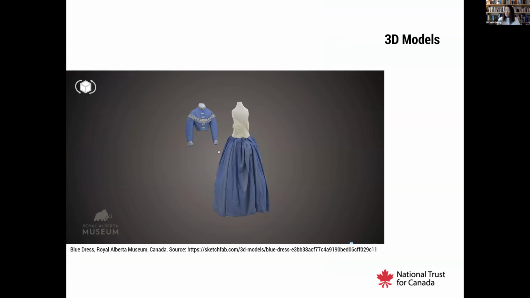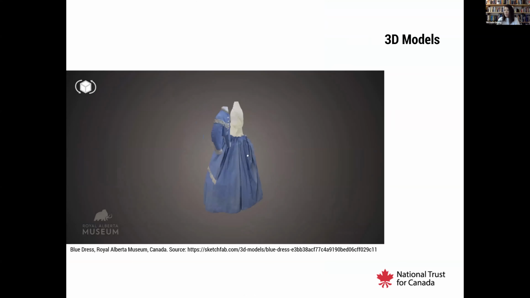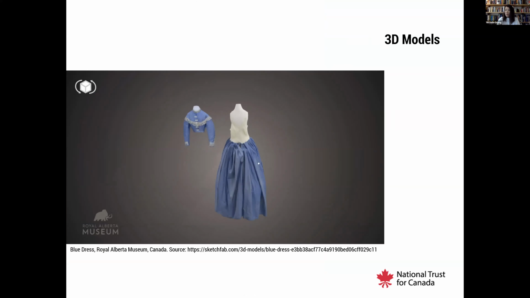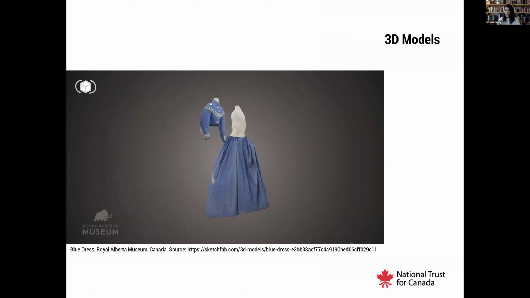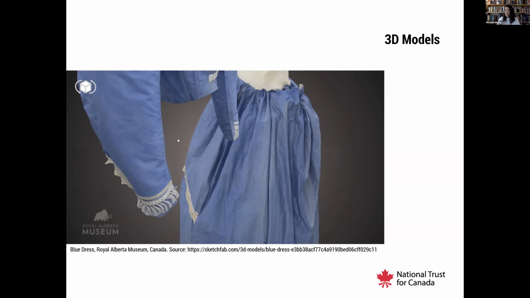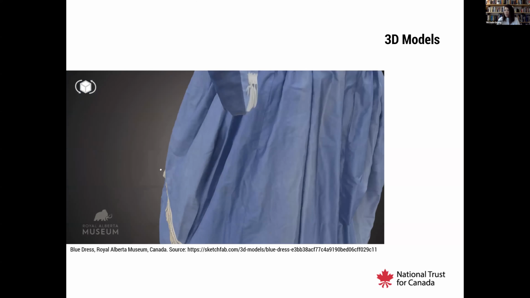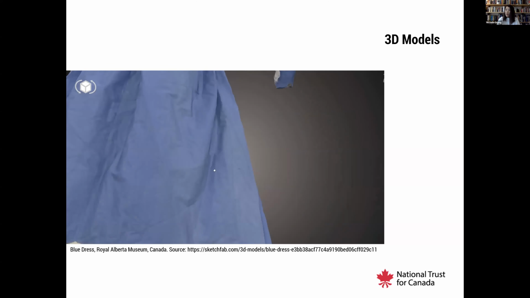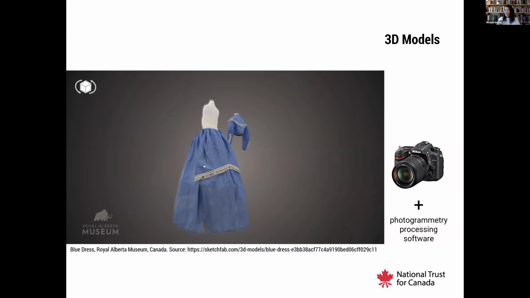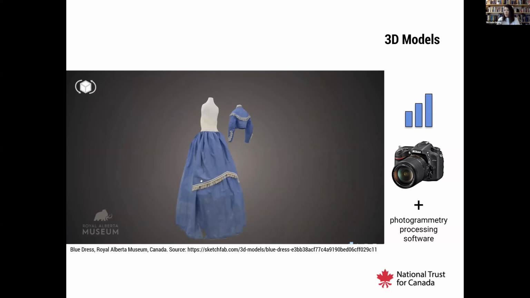The Royal Alberta Museum now has a set of 3D models that you can view on their website. To create these models, a series of photos were taken in a specific sequence and then processed using software that will produce a 3D model. This is photogrammetry. Christian will cover photogrammetry in more detail, so I'll just leave it there. Creating a 3D model would require a bit more technical knowledge, and relative to the media that we've seen so far, it requires the most.